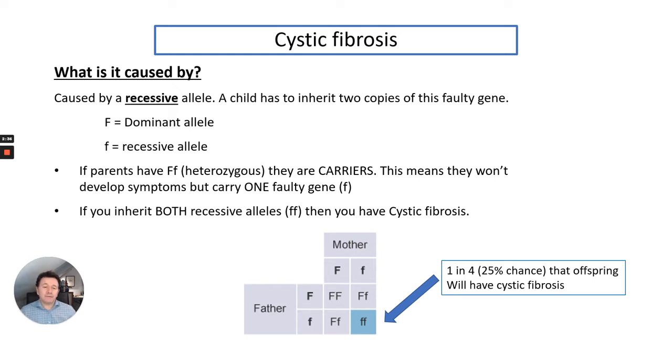As you can see, if your mother and father are carriers, there's a 1 in 4 or 25% chance that any offspring they have will have cystic fibrosis. And conversely, there's a 1 in 2 chance that they will be carriers, and a 1 in 4 chance that they will not be carriers and not have cystic fibrosis.